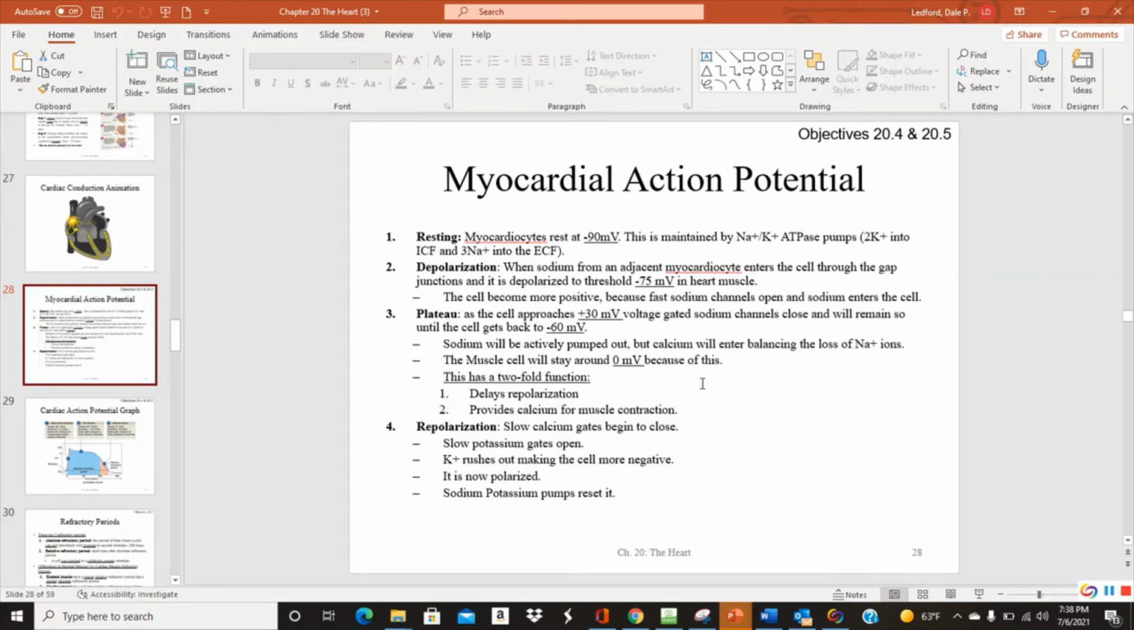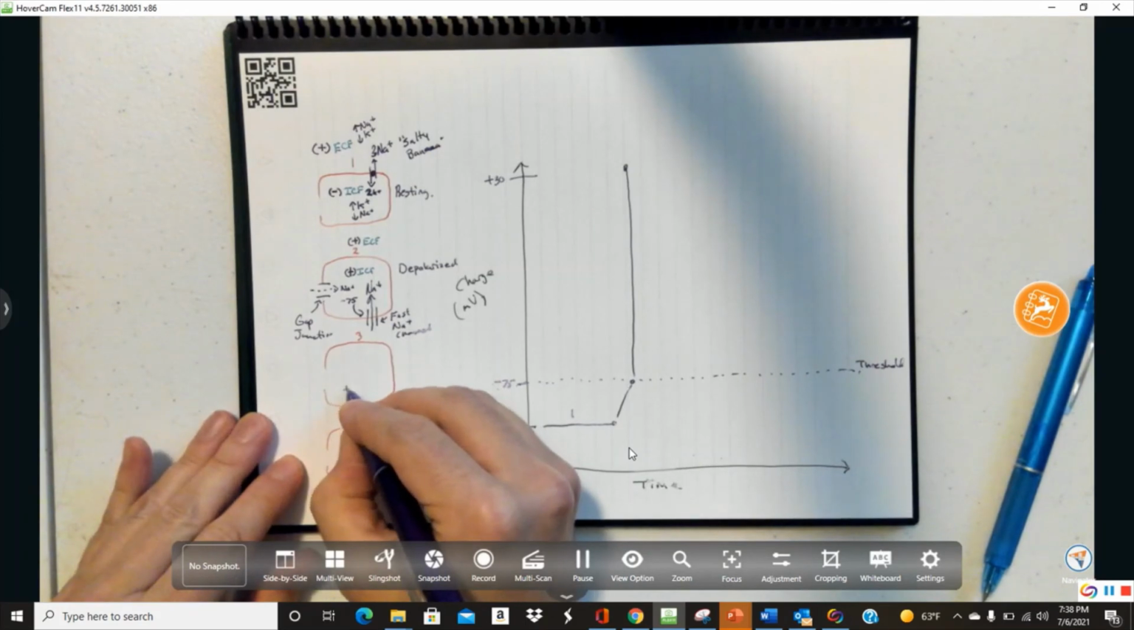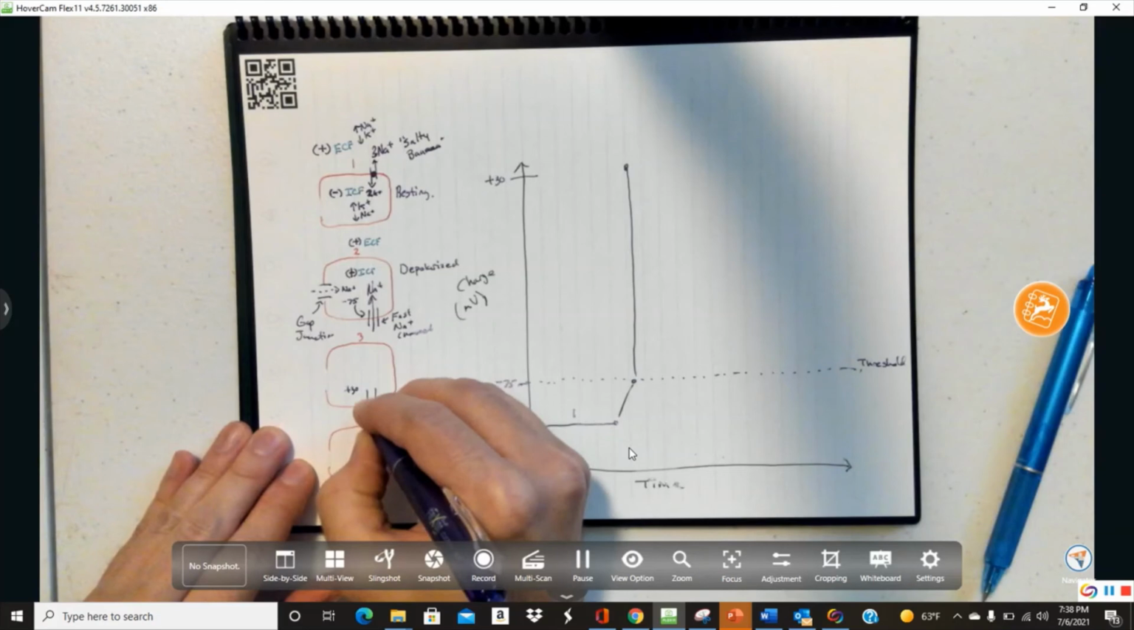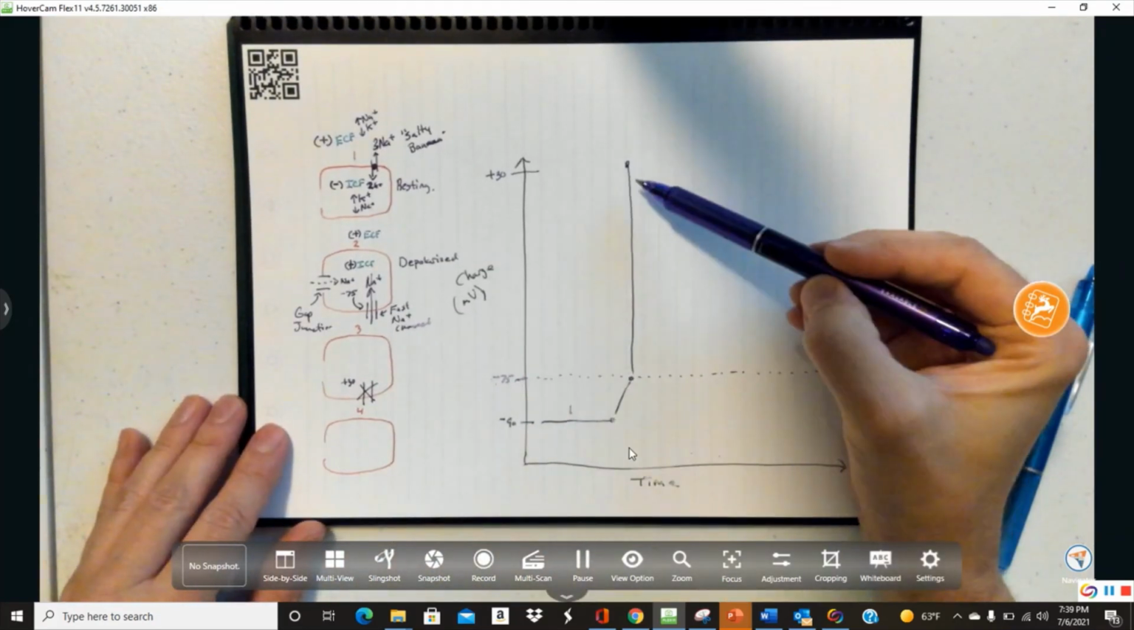So that was depolarization. We got it depolarized at threshold. Fast sodium channels let this come in. Now, what is then going to start to happen? At positive 30, the sodium gates close. Basically, you're going to have these two events. When that plus 30 is reached, the sodium gates close. That means no more positives coming in.